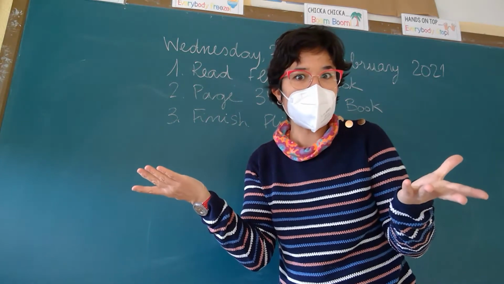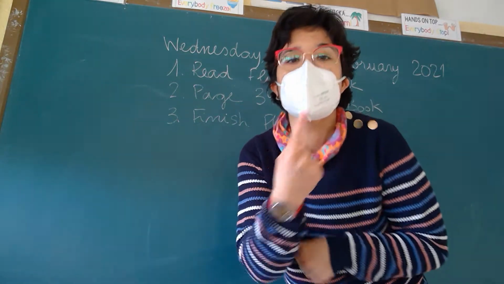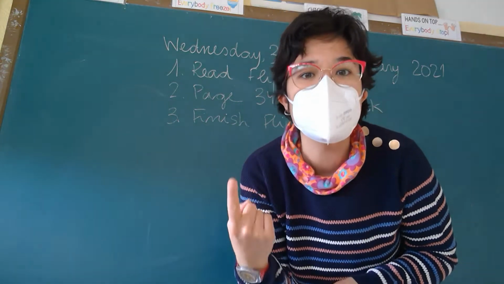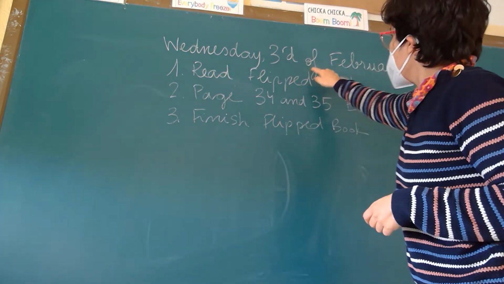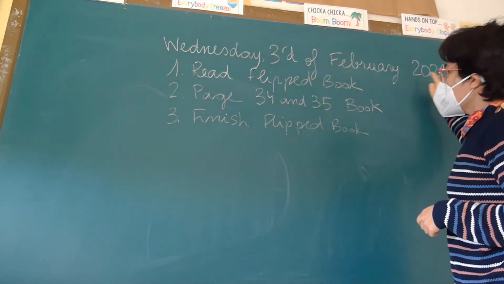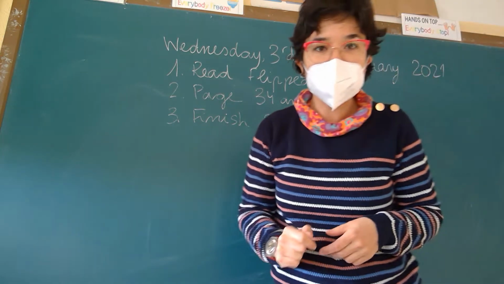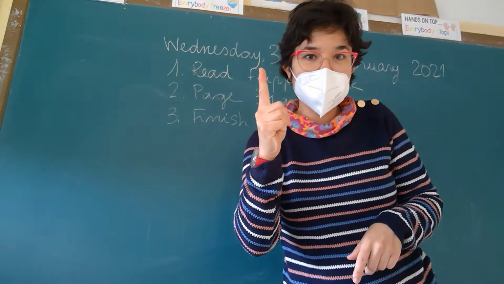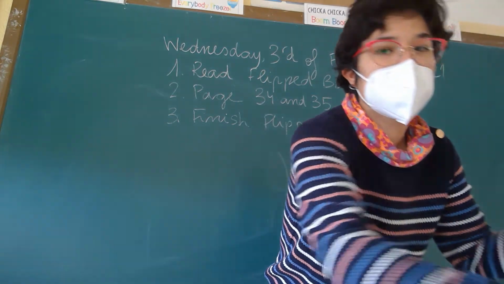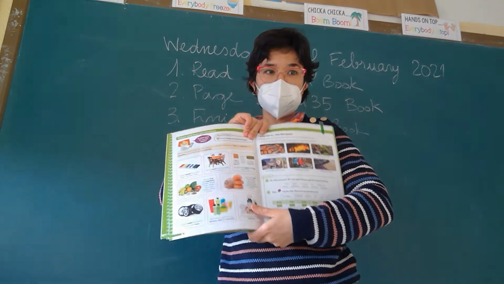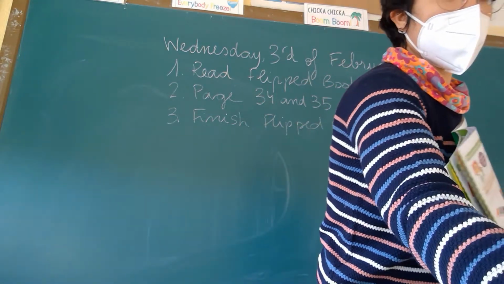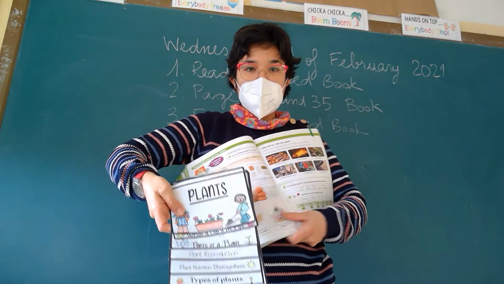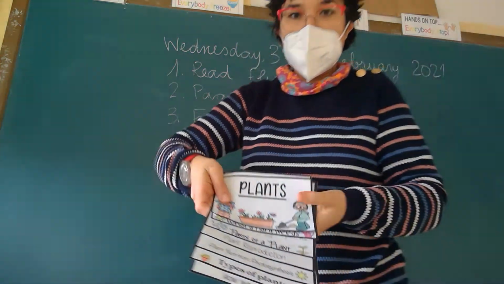What date is today? Repeat with me. Today is Wednesday, 3rd of February 2021. So, first, take your books, your notebook, and in the notebook, the flip book.